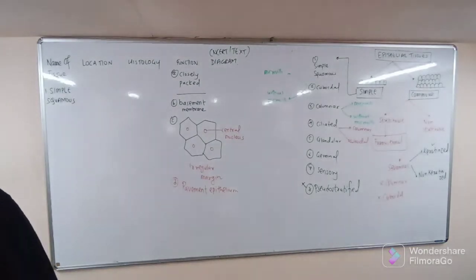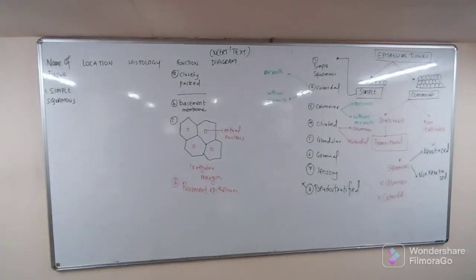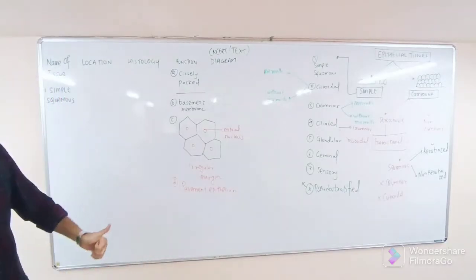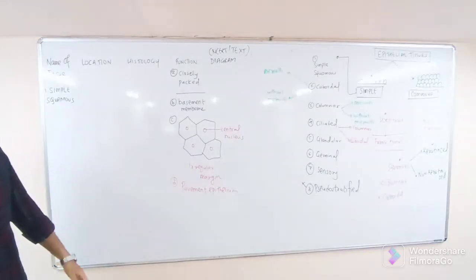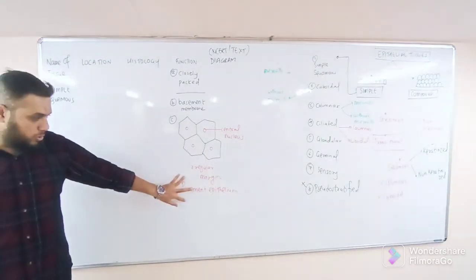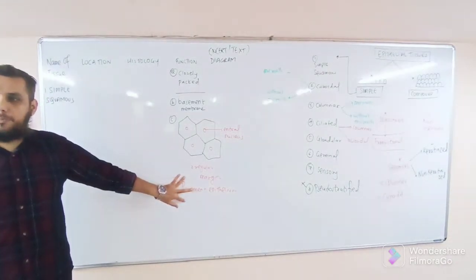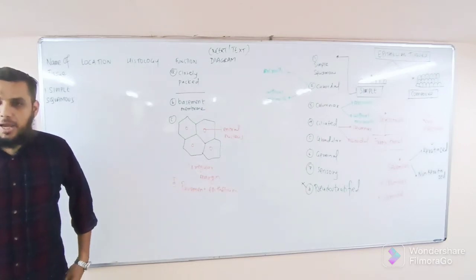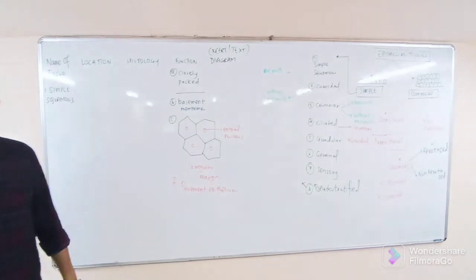What does pavement mean? Footpaths with tiles. In Europe, the open footpaths, where people walk, have tiles for walking. So what does it look like? It looks like tiles, so people gave it the name pavement epithelium. So what do you call the epithelium? Pavement epithelium. Why? Because the cells fit into each other like tiles, and they give the appearance of a pavement.